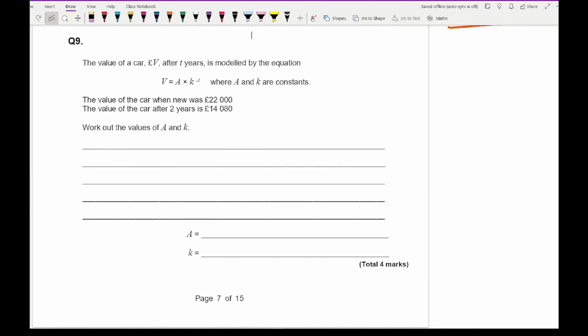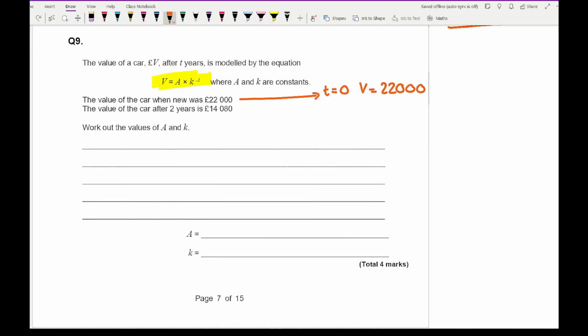Then moving on to question 9, it says the value of a car, which is V pounds after t years, is modelled by the equation, and here we've got our formula. The question says the value of the car when it's new is £22,000. The value of the car after 2 years is £14,080. The question is asking us to work out the value of A and K. So looking at this bit of information here, we know that if it's brand new, then t is going to equal 0 and V equals £22,000.